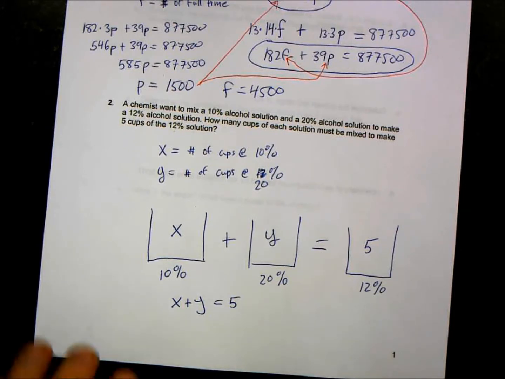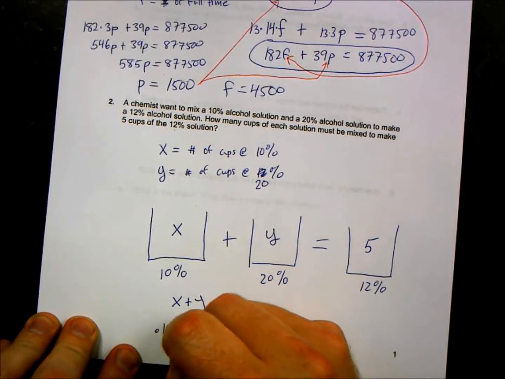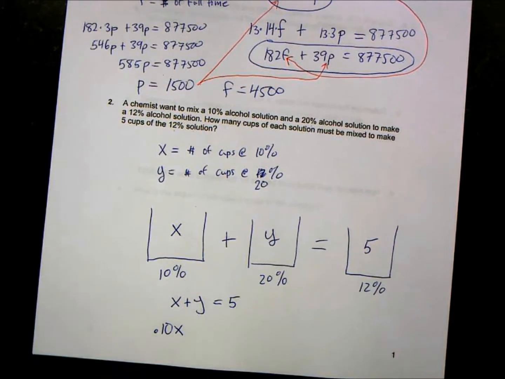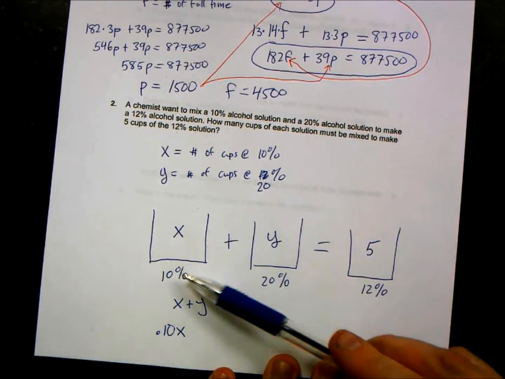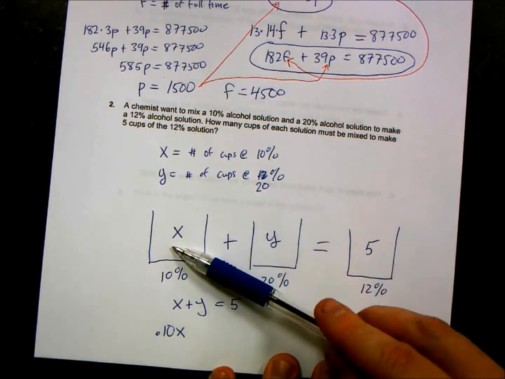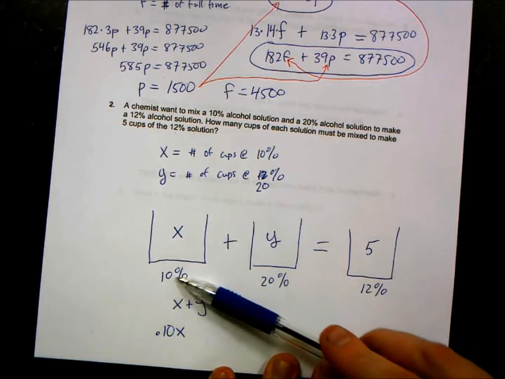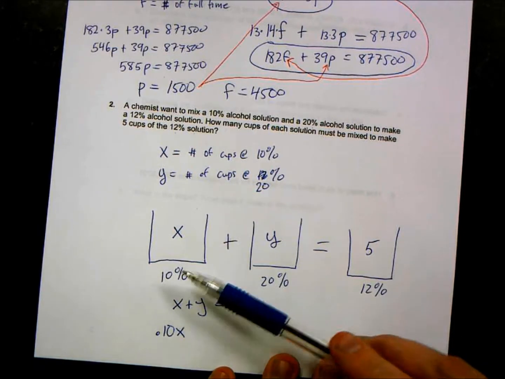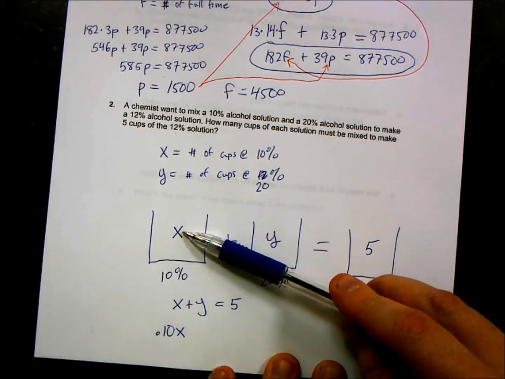All right, I'm going to do this. I'm going to take 0.10 and multiply it by X. What does that mean? X is what again? The number of cups. And we know that there's a bunch of liquid in this cup, and it's 10% acid. So if I take 0.10 and multiply it by X, what does that tell me? It tells me how much alcohol is in that cup.